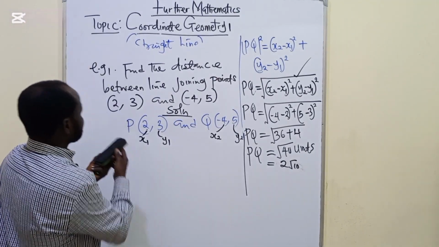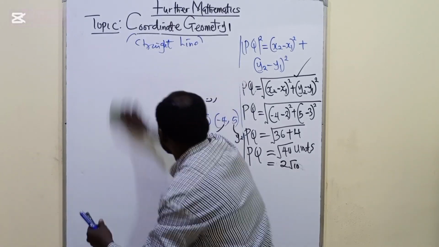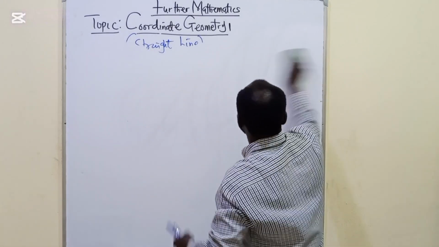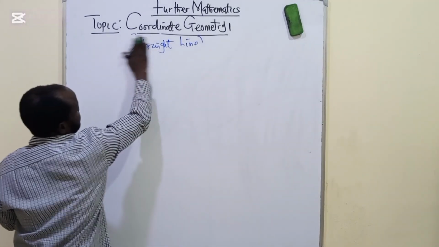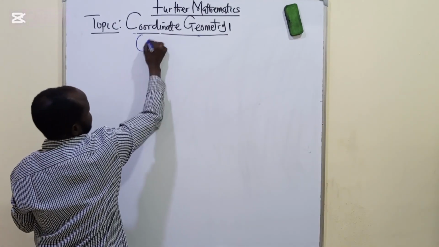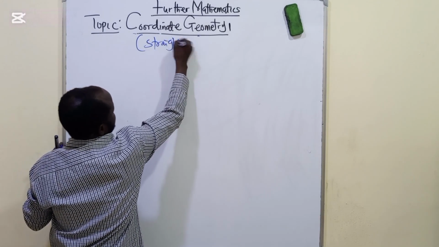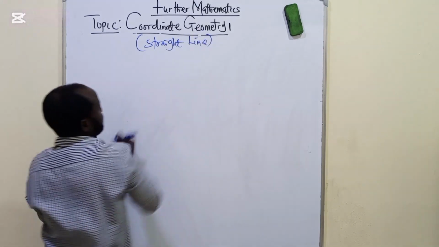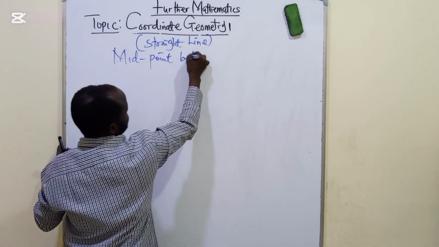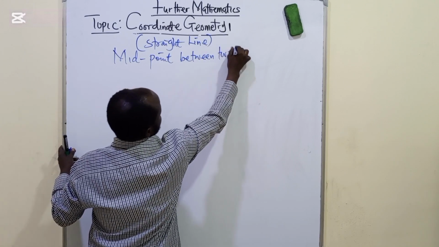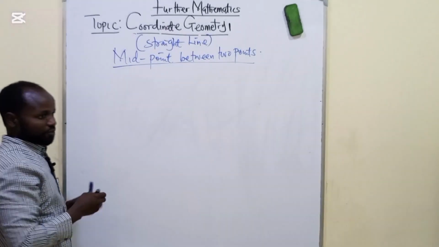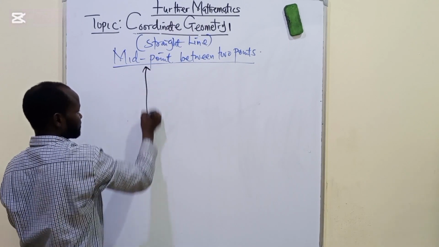So this is the concept of distance between 2 points. Let's quickly move to midpoints between 2 points. When we have 2 points and we are trying to find their midpoints, what do we do? As I said, we are looking at a straight line. Okay, we're looking at the midpoint between 2 points. Very important. Okay, suppose we have our Cartesian plane like this.